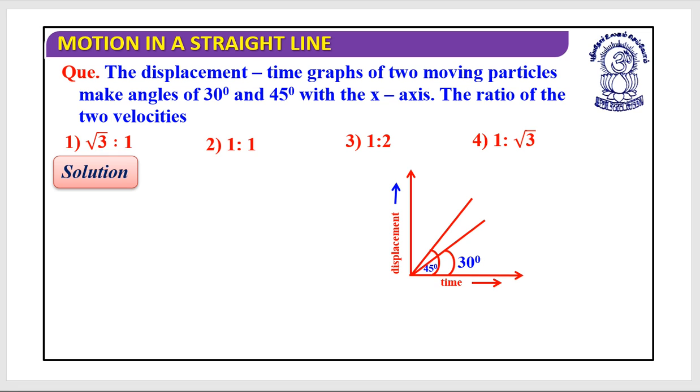First question. Go through the data carefully. It is given that the displacement versus time graph of two moving particles makes an angle of 30 degree and 45 degree with the x-axis. You need to find the ratio of the two velocities. This is the graph for the displacement, this is displacement, this is time. Let's say this is particle number 1, this is particle number 2, and you need to find the ratio of their velocities.